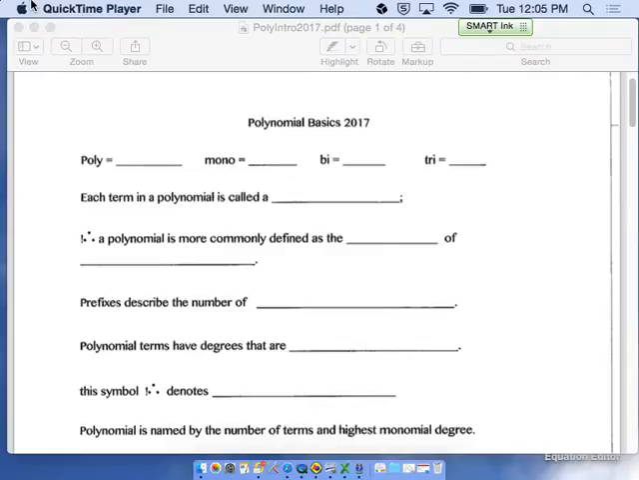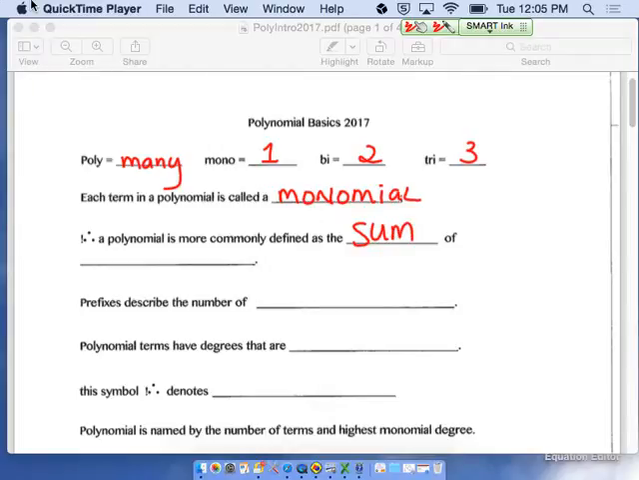This video will serve as an introduction into polynomials. The prefix poly means many. The prefix mono means one, bi is two, and tri is three. Each term in a polynomial is called a monomial. So therefore, a polynomial is more commonly defined as the sum of monomials.